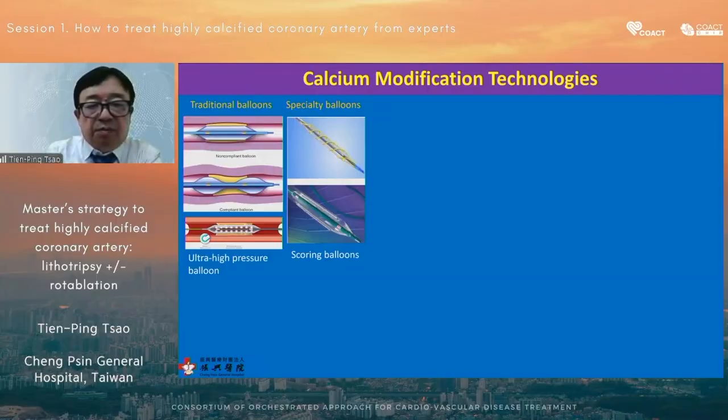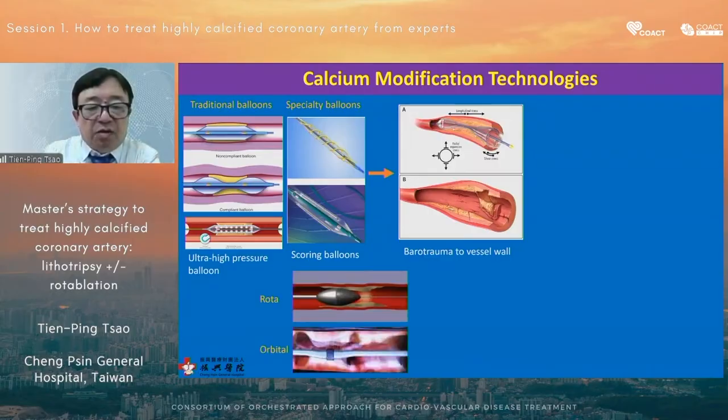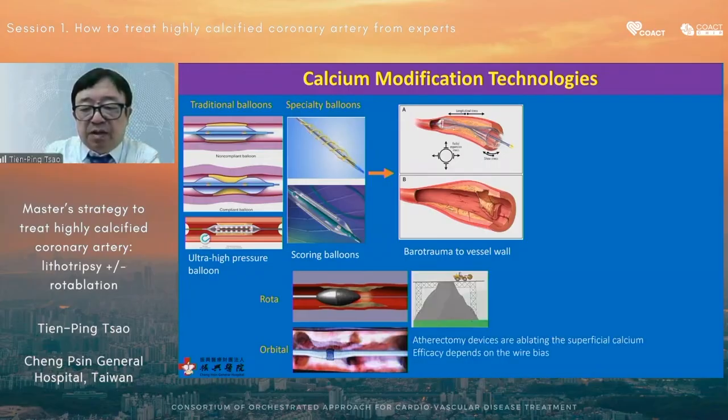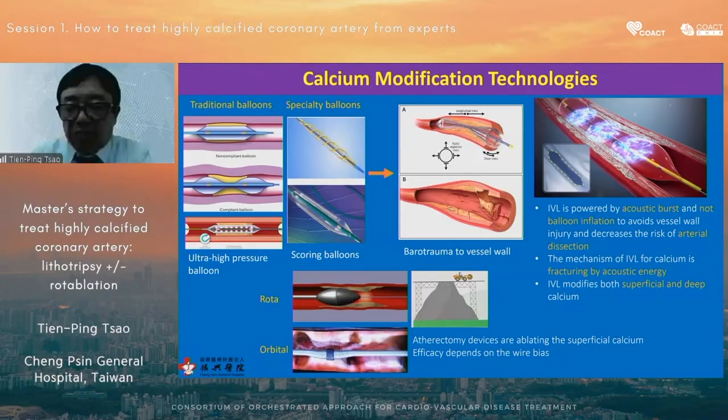So the calcium modification technology includes traditional balloon, NC balloon, ultra high pressure balloon, and especially scoring balloon and cutting balloons. But those balloons may cause barrel trauma to the vessel wall. And the atherectomy devices, including rotablator and orbital atherectomy, ablate the superficial calcium only, and the effect also depends on the wire bias.